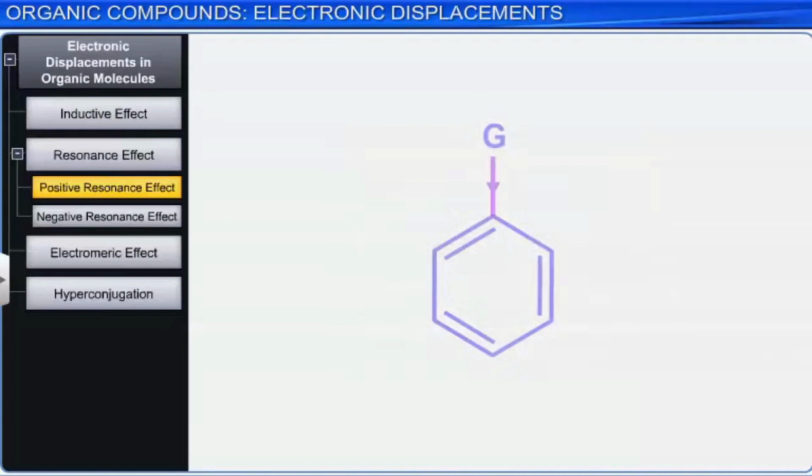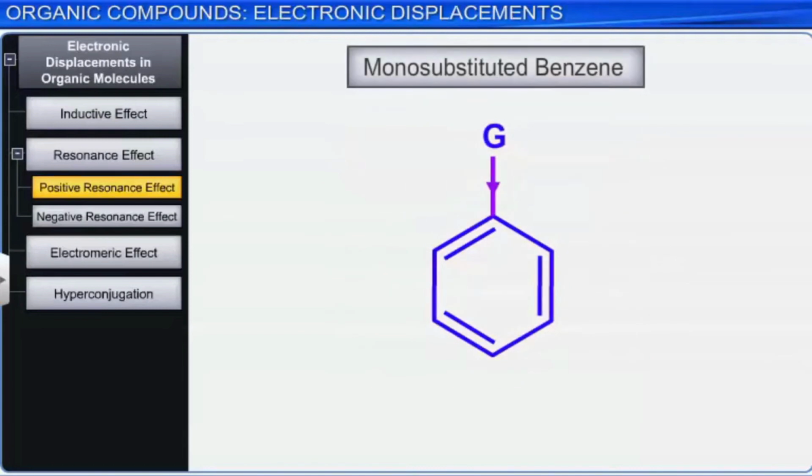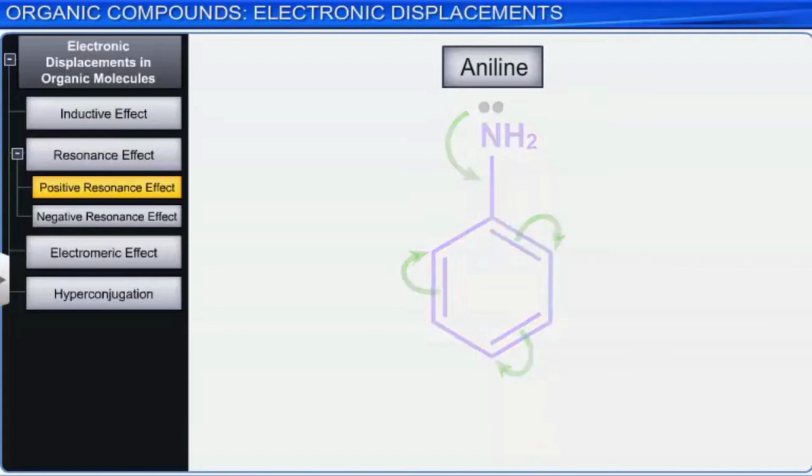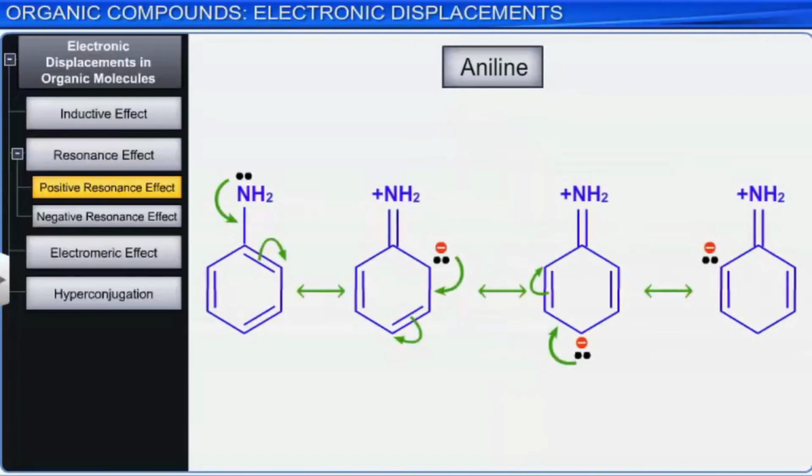The positive resonance effect in monosubstituted benzene increases the electron density at ortho and para positions. For example, in aniline, due to the conjugation of the lone pair of electrons on the nitrogen of the amino group with the pi electrons of benzene, the electron density is increased at the ortho and para positions as shown here.